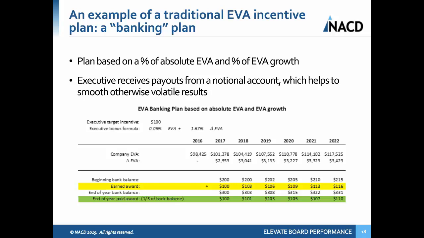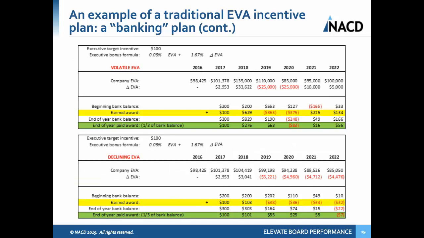So when business is economically profitable and stable, the banking plan works fairly well. But as I said, EVA can be volatile. And so you can see in these additional examples that when we look at the way the payouts occur, yes, indeed, the banking approach here smooths out the EVA payments.